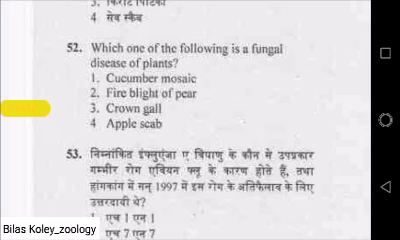Now we will discuss question number 52. Which one of the following is a fungal disease of plants? And the options are cucumber mosaic, fire blight of pear, crown gall, apple scab. In these questions, the right option is option number 4.